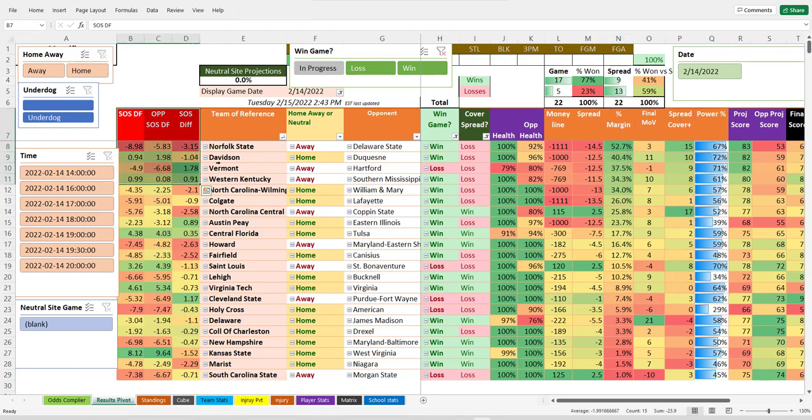So anyway, margin I just talked about. Strength of schedule stuff I just talked about. Team of reference, what team we're talking about. The opponent, what's the team they're playing. Did the team of reference win the game? Did the team of reference cover whatever the spread was? These are odds lines offered by odds makers and bookies and casinos and everything else.